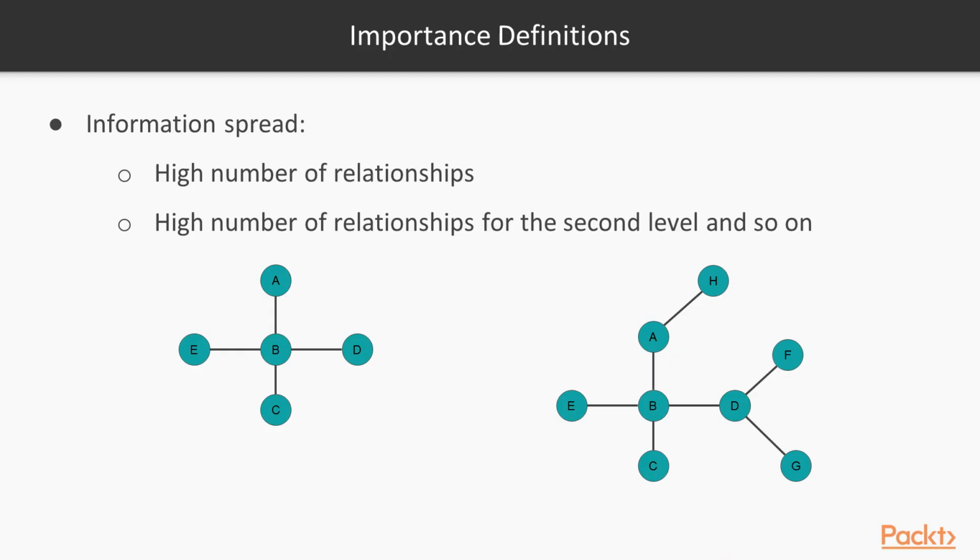In the case of information or epidemic spread, you are mainly interested in the number of incoming or outgoing relationships from a given node compared to the others. It might also be important to consider the importance of each of the neighbors. For instance, shouldn't node B in the second graph on the right be considered more central than node B in the left graph?